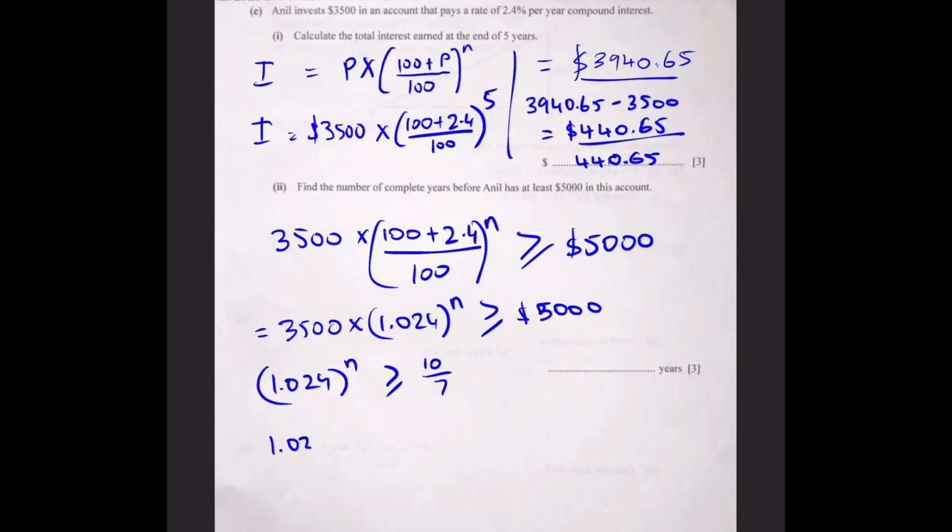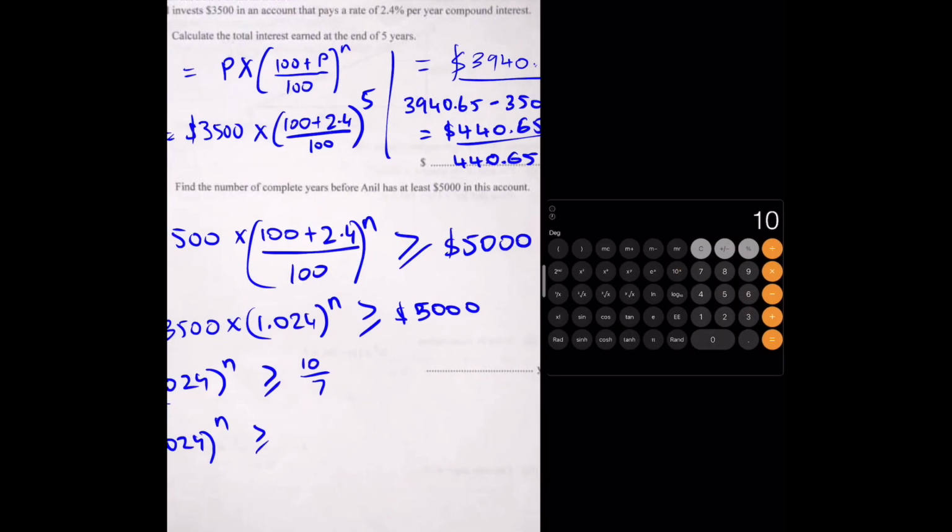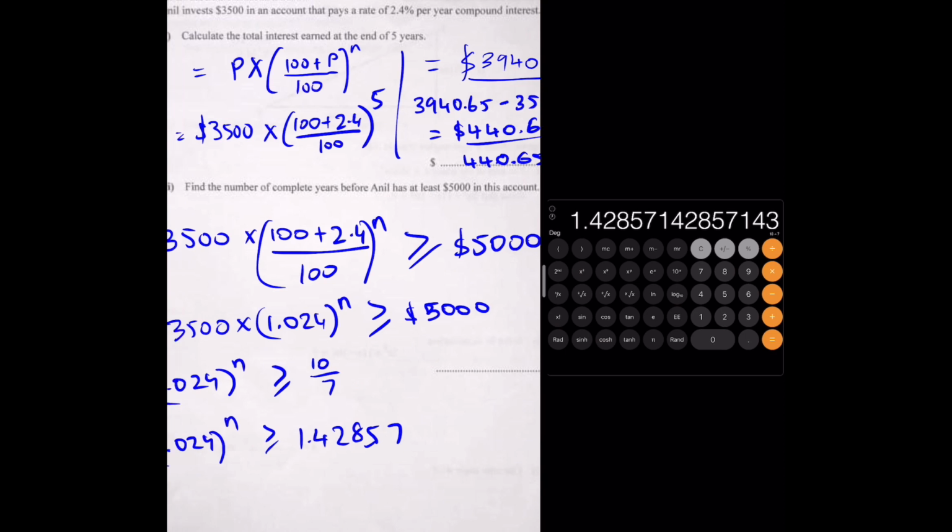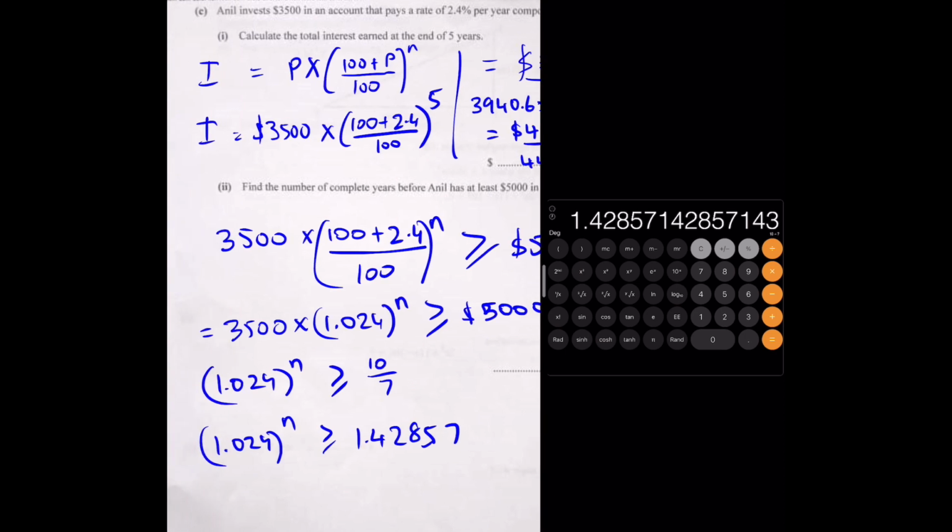Now first I'll write this down. Now you can convert 10 by 7 to a decimal. Let's get a calculator. 10 divided by 7 to get 1.42857. I'm writing to 5 decimal places, as you can see, because I need high accuracy level. Now we can plug in some values into n, into this inequality, and try to find out what n is, because n has to be a whole number.